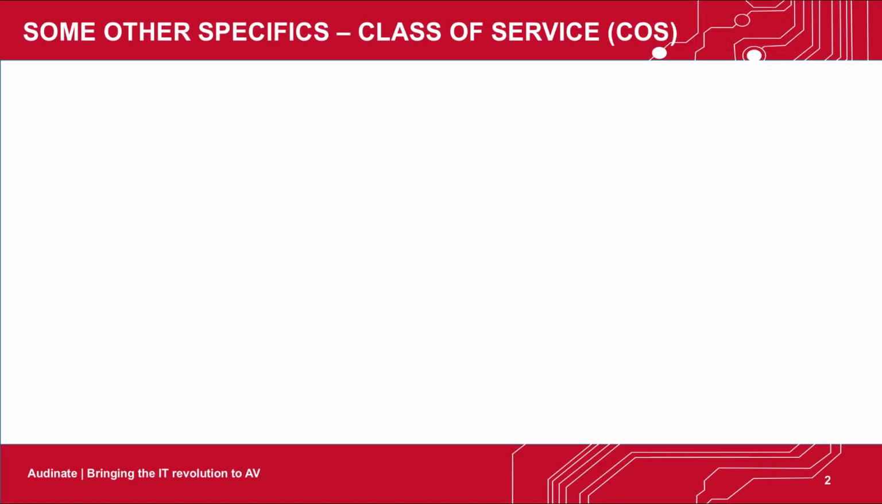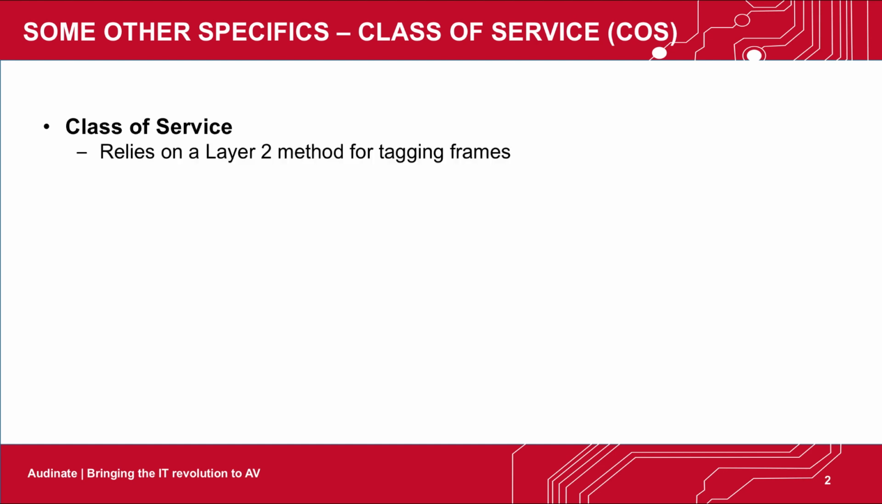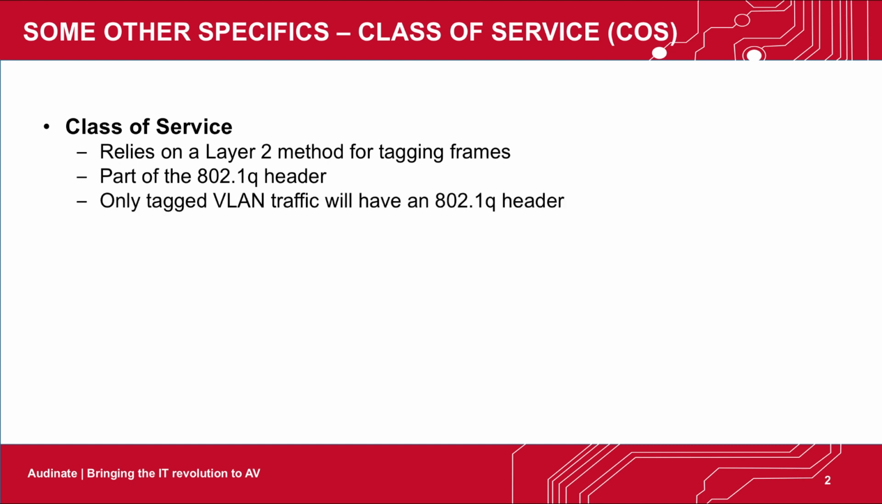If you go into a Cisco switch, you might see class of service being used. Class of service relies on a layer 2 method for doing exactly what DSCP and diffserv does. It's just implemented in the Ethernet layer. It's part of the 802.1q header that we talked about earlier that's used in VLANs. Only tagged VLAN traffic will have an 802.1q header. And if we remember from before, most endpoints do not tag their packets.